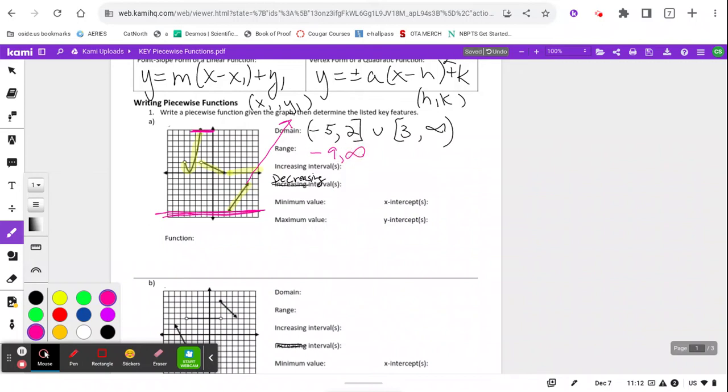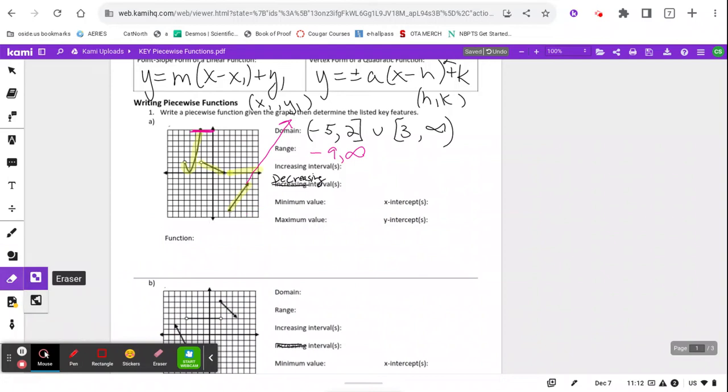Now, what kind of brackets should be on that interval notation? This is a closed dot here at the bottom, so you're going to go negative 9 closed. Infinity is always open. How'd you do on that range?